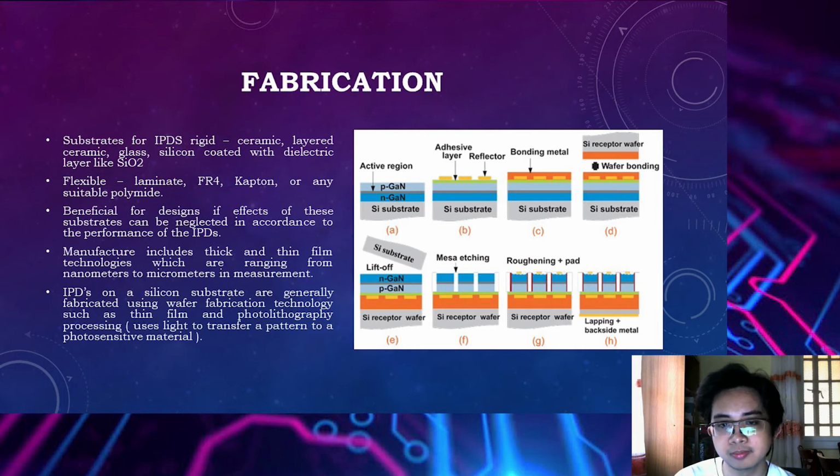In this figure, you can see a P material and N material in a silicon substrate. There will be an adhesive layer and reflector, a bonding metal, and wafer bonding using a silicon receptor wafer. The silicon substrate will then be lifted off. There will be etching, roughening, and pad formation, and lapping of the backside metal.